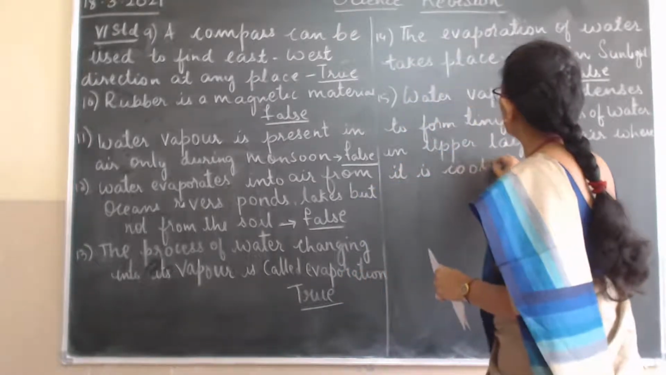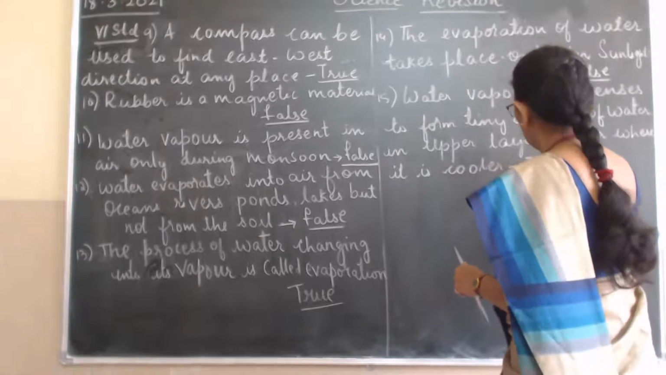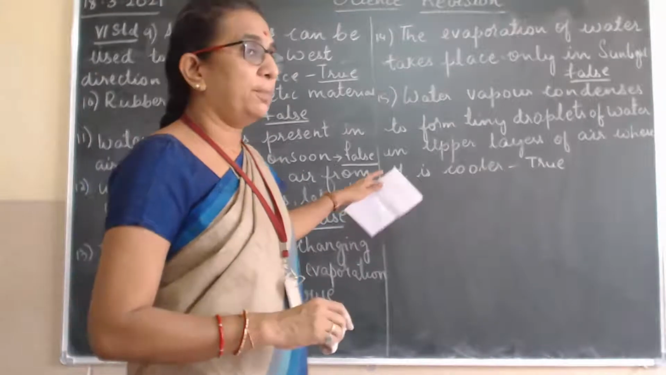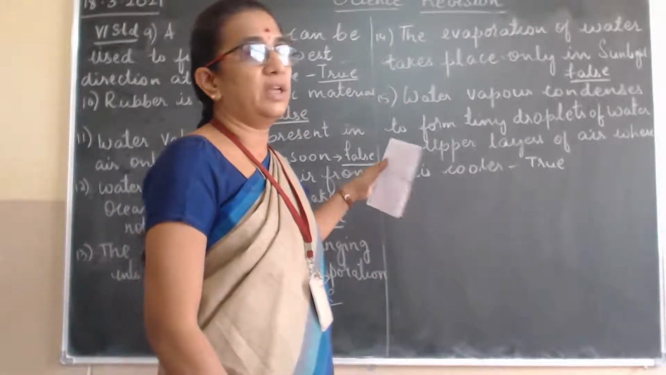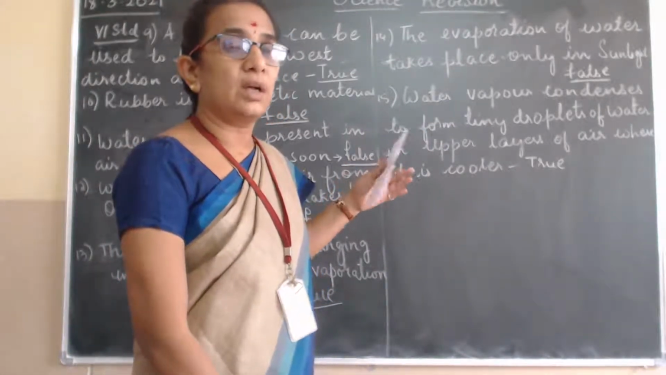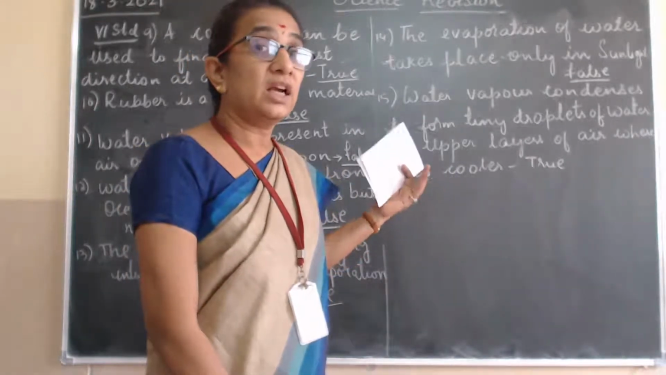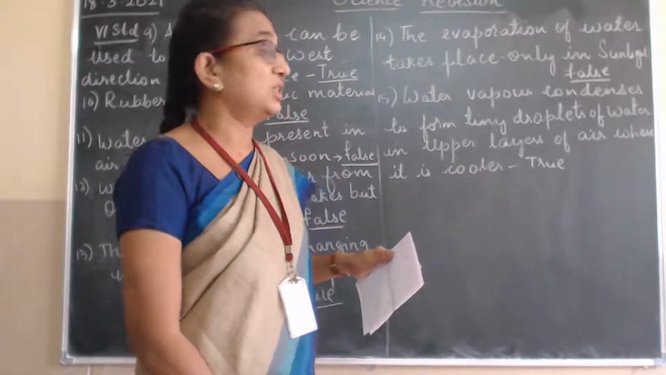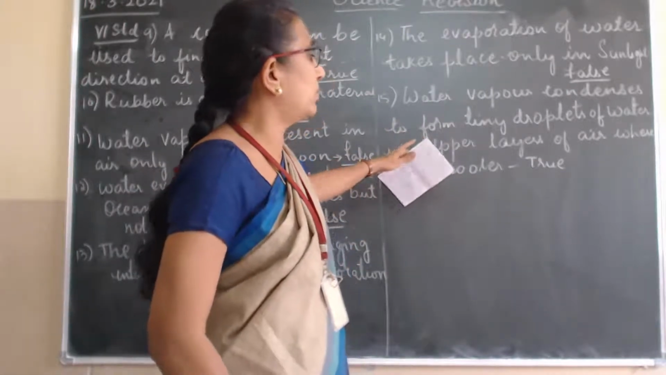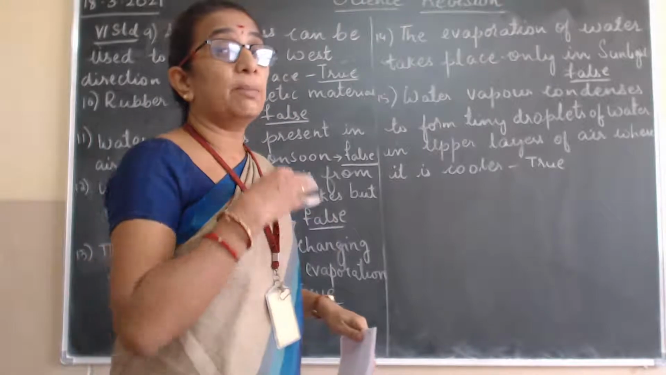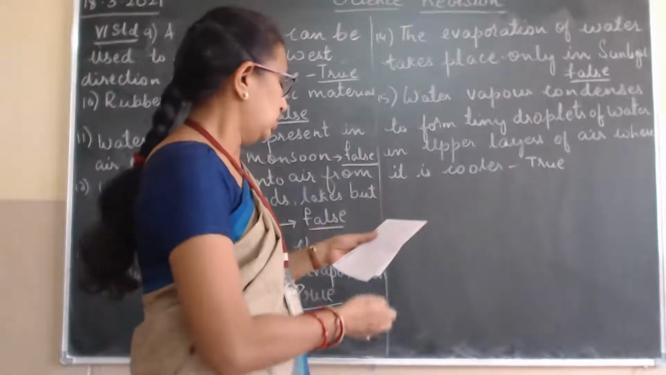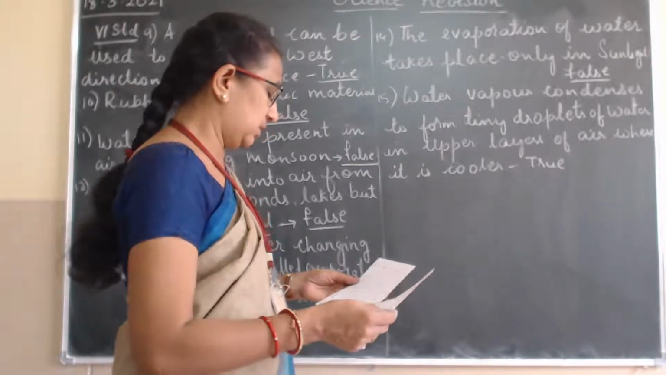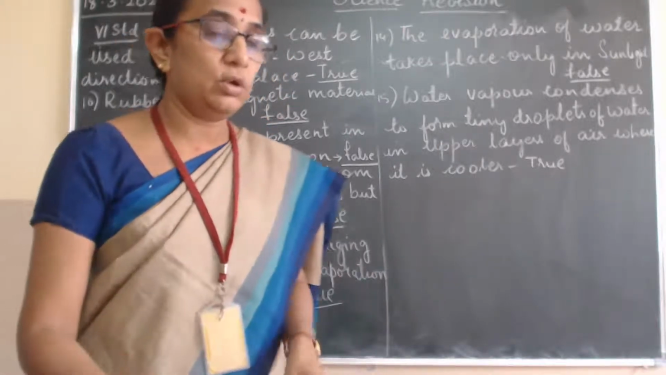Okay, so this sentence is true. All of you know what the process of condensation is. What happens in condensation? The vapors which are getting evaporated become cooler as they go higher and higher. Once they become cool, they condense into water droplets. So that process is called what? Condensation. Water vapor condenses to form tiny droplets of water in the upper layers of the atmosphere. The sentence is true. So these are the 15 match the true or false which you are going to learn.